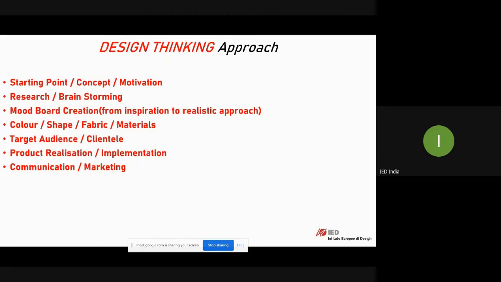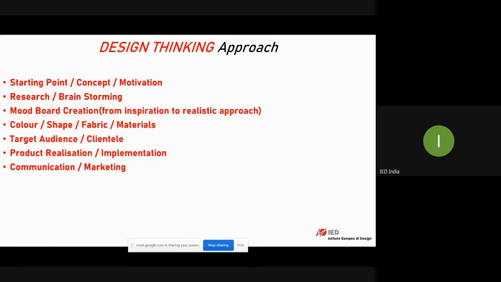Then comes color, shape, fabric, materials. So it is now, see, from an ideation, you're actually getting into touch and feel of subjects. Then comes this is where we miss a point. I have seen a lot of fashion designers, for example, a lot of designers, let's not specialize them, let's generalize them, designers, they miss this part, target audience and clientele observation. The word would have been observation better, clientele observation.